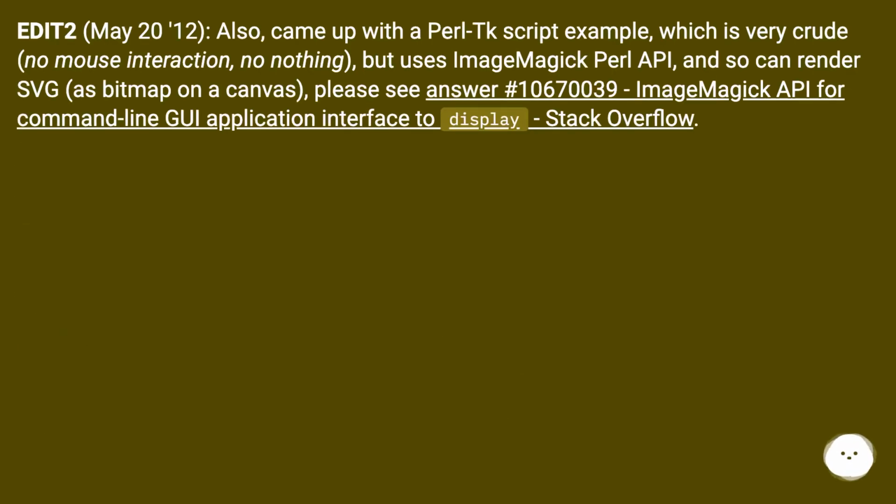Edit 2, May 20th '12: also came up with a Perl/Tk script example, which is very crude, no mouse interaction, no nothing, but uses the ImageMagick Perl API, and so can render SVG as bitmap on a canvas. Please see answer number 10670039, ImageMagick API for command line GUI application interface to display. Stack Overflow.